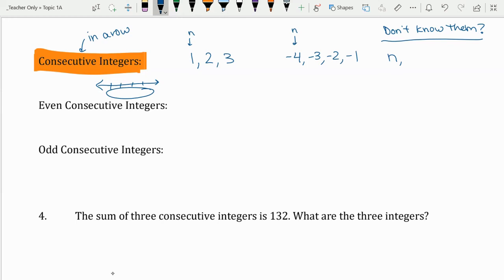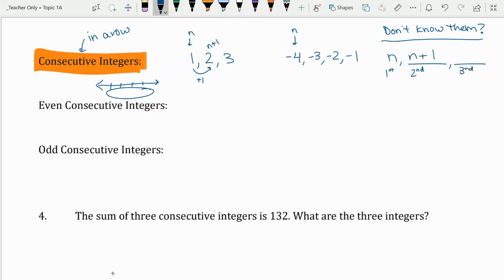Now we need a way to get to the second integer. So this one was the first, the next one is the second. So let's look at this. If 1 is my integer, how do we get from 1 to 2? Well, all you do is add 1, which means if we don't know the first one, to get to the next one, all we're going to do is add 1 to the last one. That's going to be what makes it in a row.